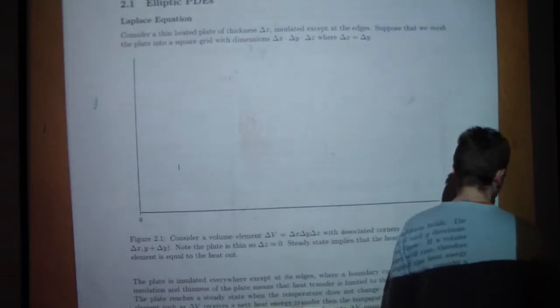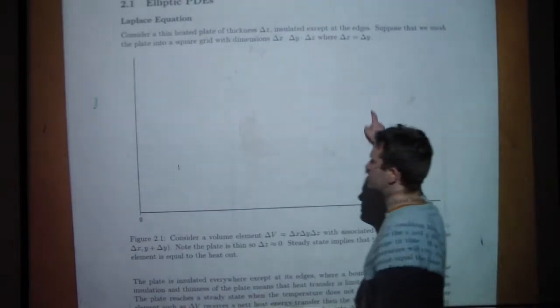But we're just going to do it for the moment with a plate which is three-dimensional, but we treat it as two-dimensional, kind of a lamina. So okay, let's get something written down. So consider a thin heated plate. The heat is going to come from the edges.